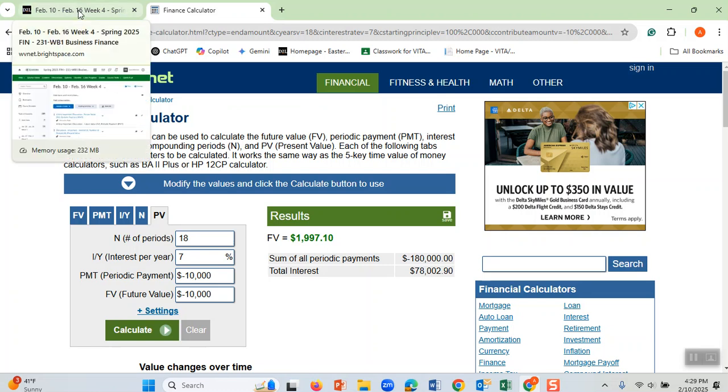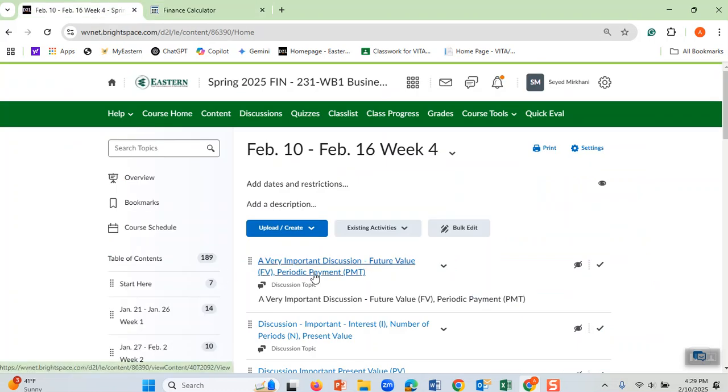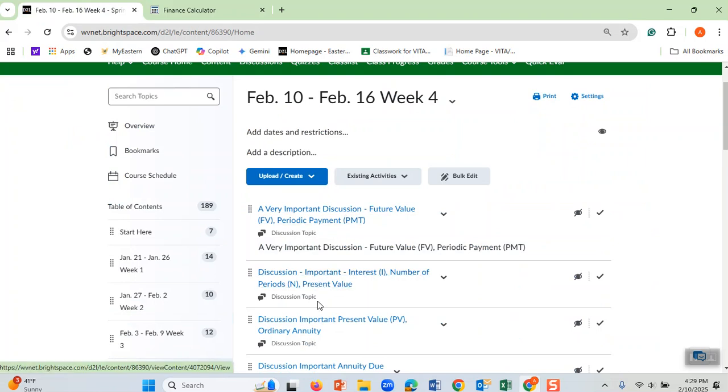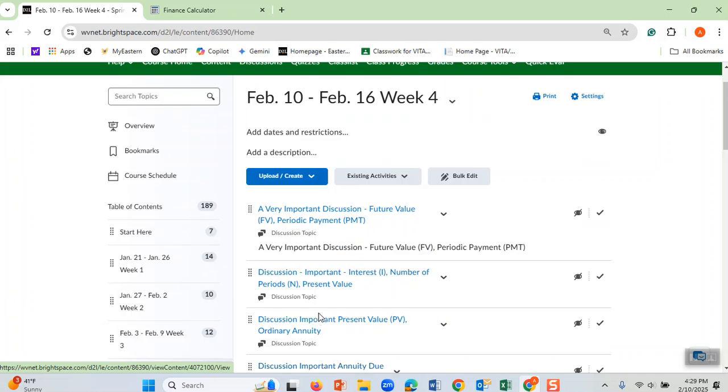And this is a very important concept, because for the rest of the semester, we are going to focus on this calculator and the way we calculate it. Let me go in here. Here it is. There are 4 discussion posts. 1, 2, 3, and 4. Each one of these will calculate something.